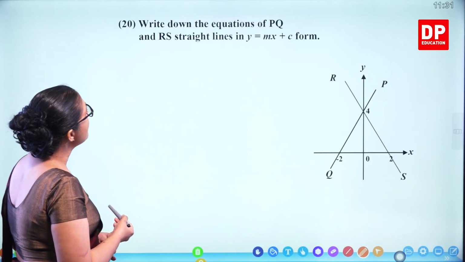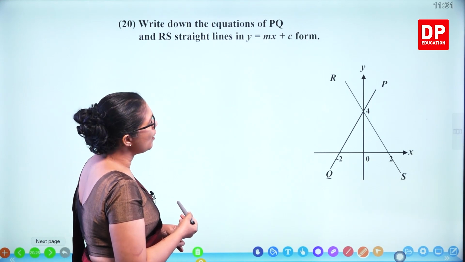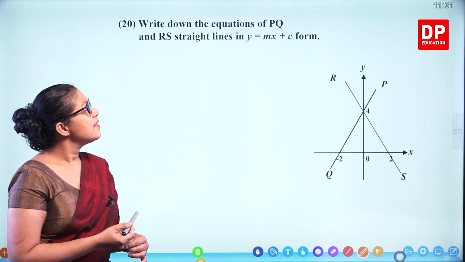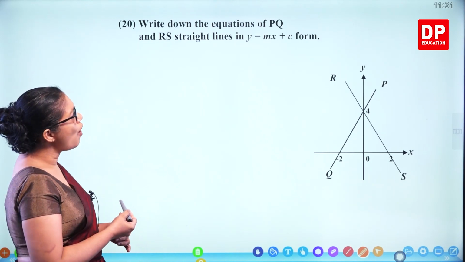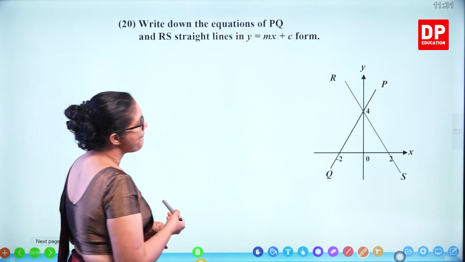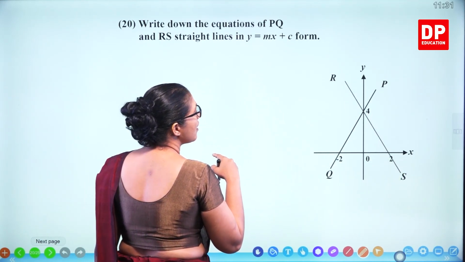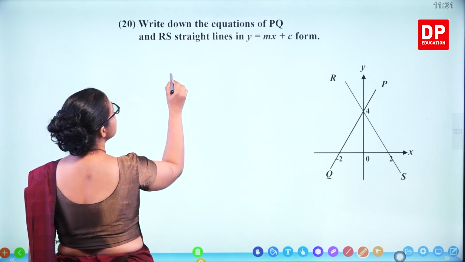Question number 20. Write down the equations of PQ and RS straight lines in y equals mx plus c form. Now we'll take PQ line first.